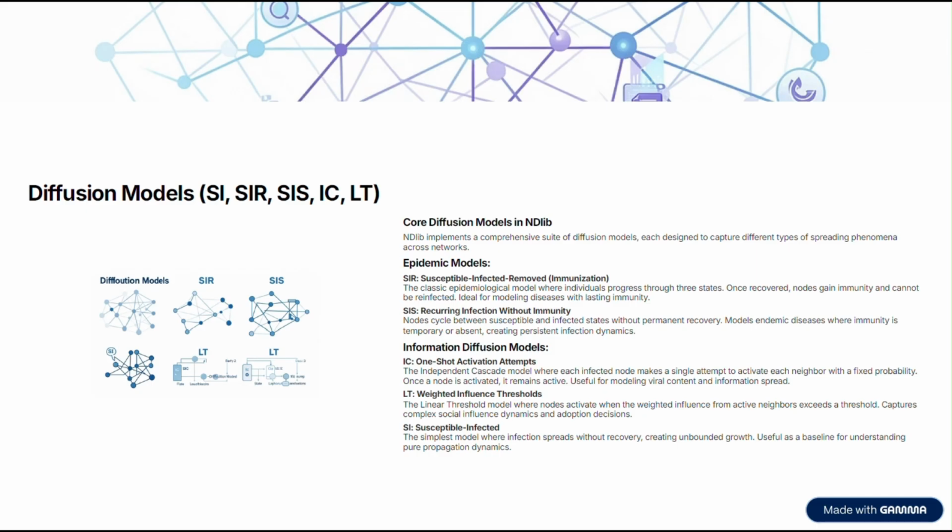These models look at how ideas or viral news spread from person to person. I see, the one shot try. When one person knows a secret, they try to tell their friend just once. Each friend has a random chance of catching the idea. Once they have it, they stay active. Think of a viral tweet.